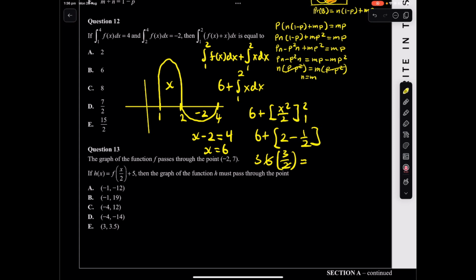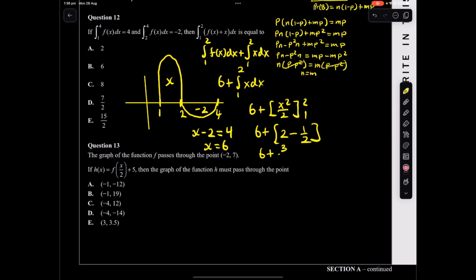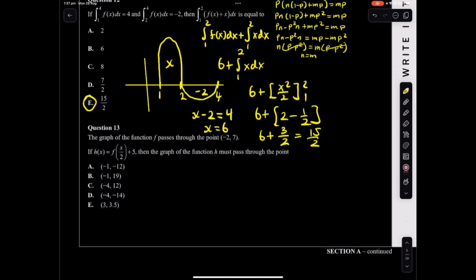What have I done here? That's not working. Okay. 6 plus. So 2 times 4 is 3 on 2. Oh, 3 on 2, it's plus, not times. Okay. So that's 12. So 15 on 2. Yeah, so easy answer. Perfect.